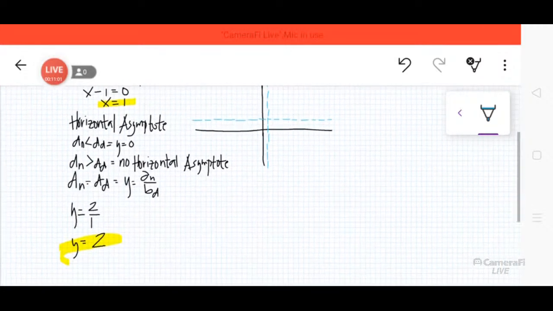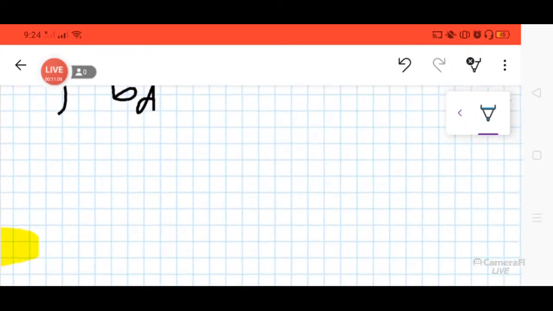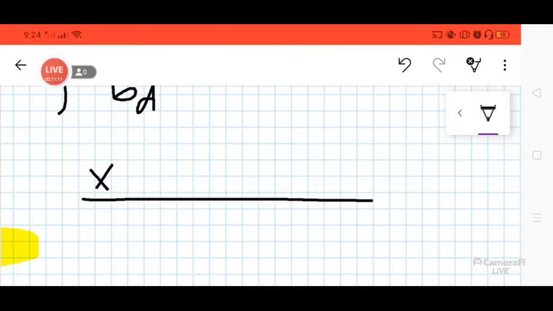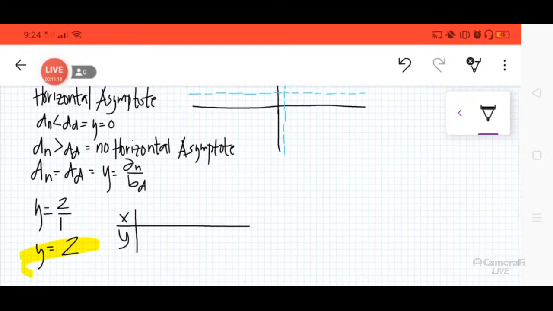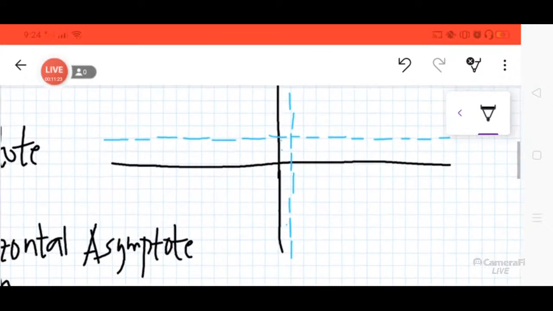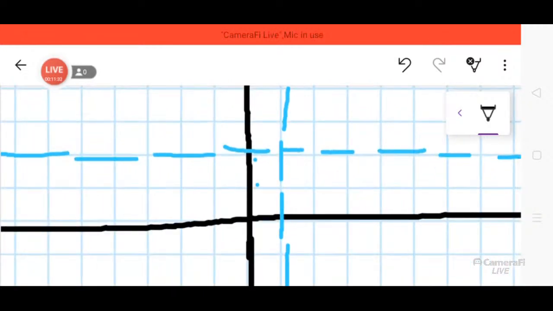So let's create a table of values, x and y. As our guide for creating a table of values, let's focus on our vertical asymptote. Where is it located?